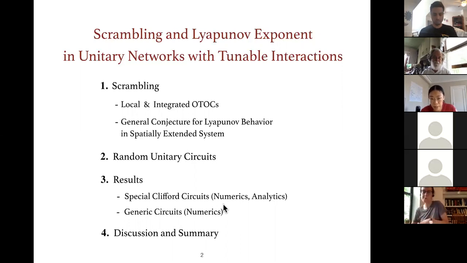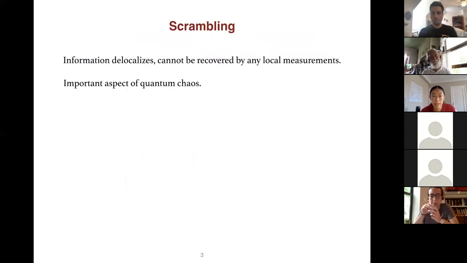And I will provide results from both numerical simulation and also the solution of an analytic master equation. And finally, if time permits, I will briefly discuss the relation between OTOC and other measures of scrambling. And feel free to interrupt me if you have any questions. Okay, so first, what I mean by scrambling.